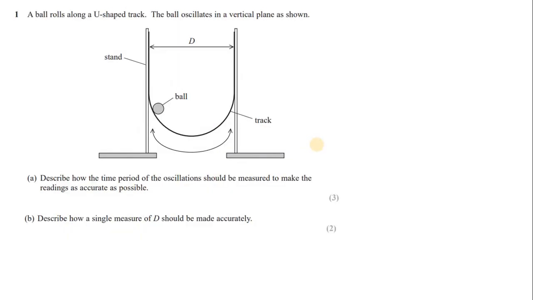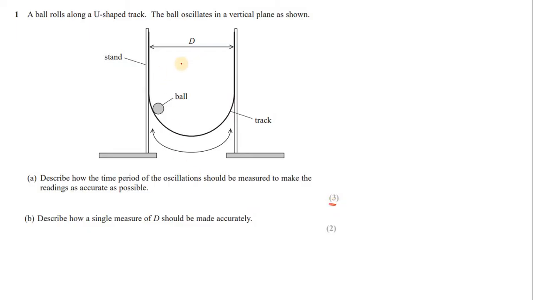Question number 1. A ball rolls along a U-shaped track. The ball oscillates in a vertical plane as shown. So this is the ball moving left and right in a vertical plane. Describe how the time period of the oscillation should be measured to make the reading as accurate as possible. Generally, this question comes for 1 or 2 marks, but in this question, they are saying 3 marks. So you need to include at least 3 points.